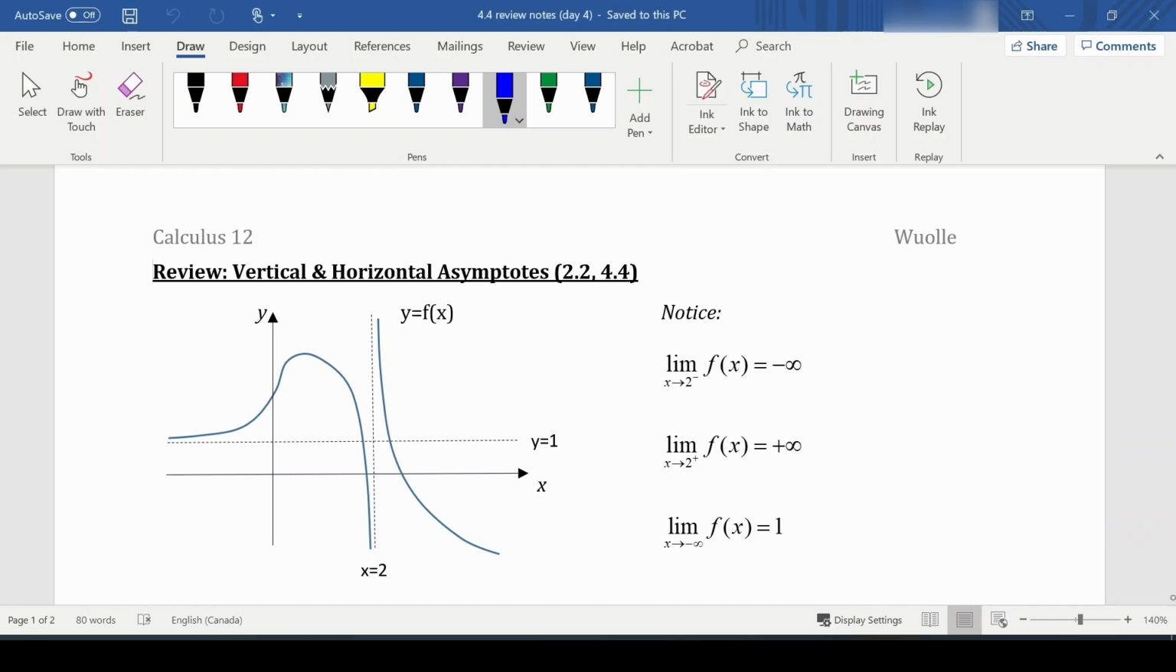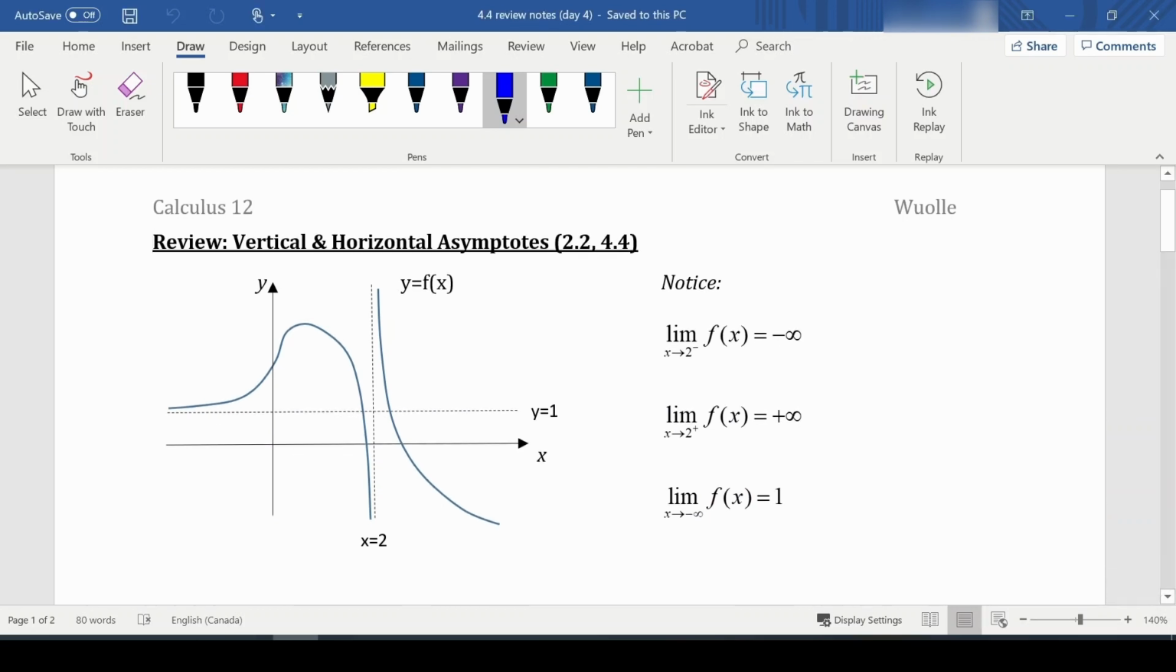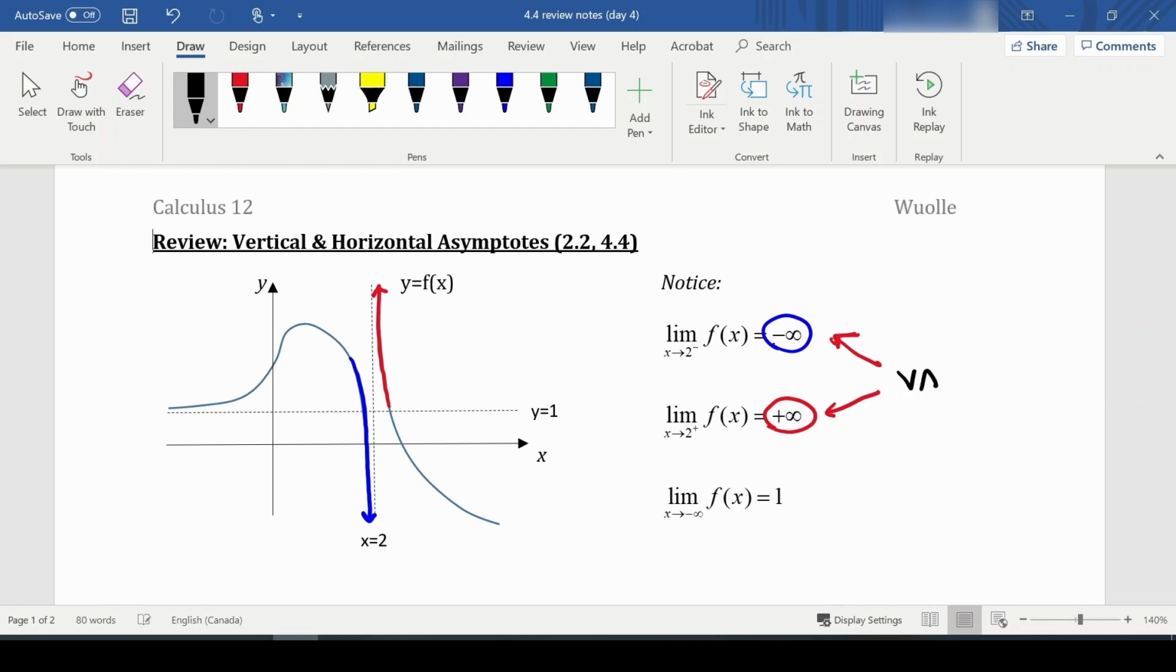So we'll see here if x approaches 2 from the left, that's this portion of the curve right here, we can see that our graph is heading downwards towards negative infinity. Okay? We can see if we approach 2 from the right, that's this portion of the graph here, this graph is heading upwards towards positive infinity. This tells us, since we're approaching either positive or negative infinity, we have a vertical asymptote at x equals 2.